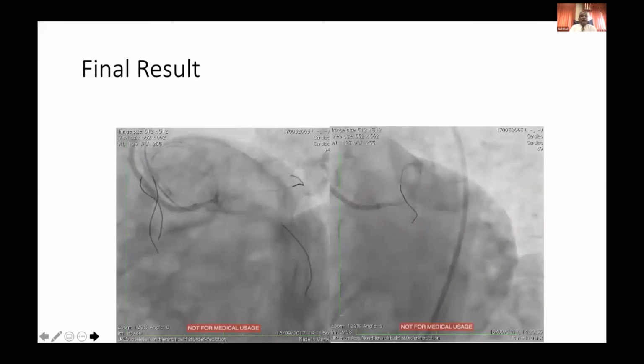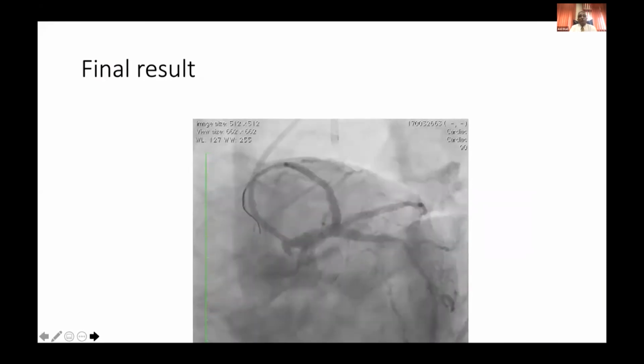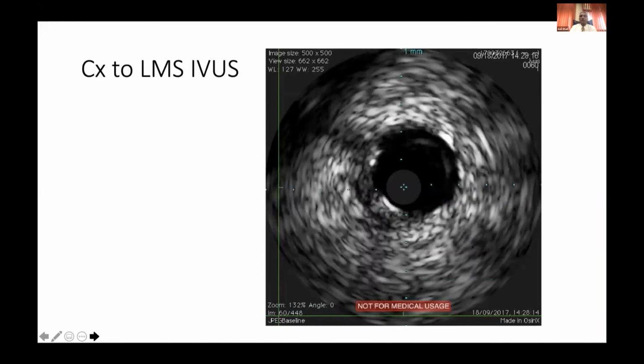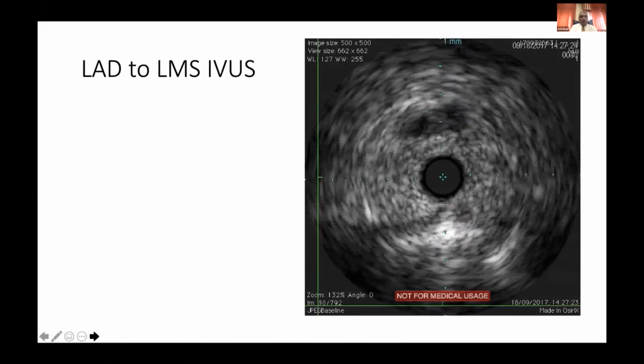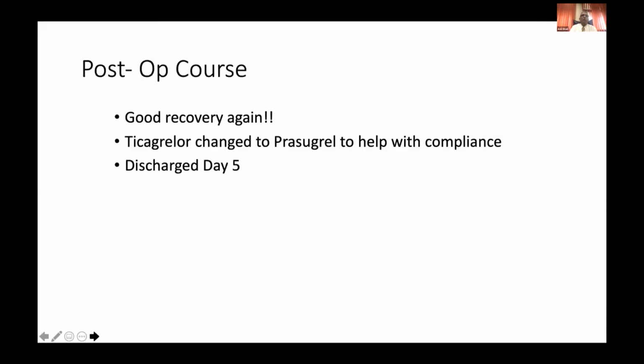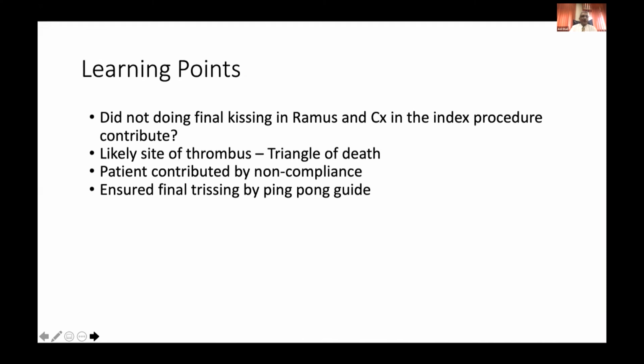We went ahead and did imaging in all the 3 vessels, because we did not want this to ever be repeated, because now this patient has had a follow-up for over 2 years, and he still calls me on all the festivals to tell me that he's doing fine, and he comes and sees me once in 6 months.